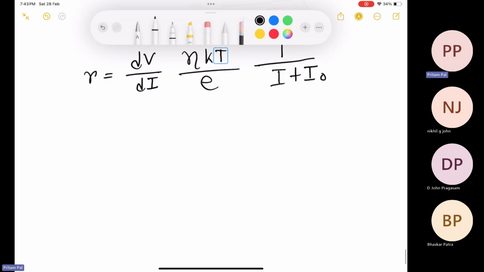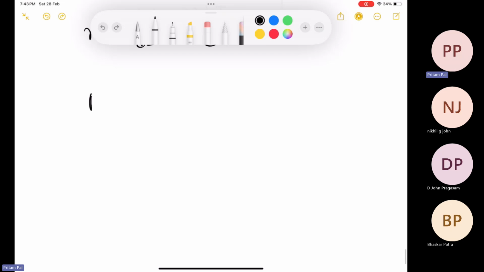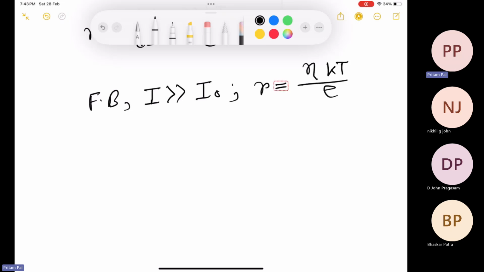For forward bias, once the forward bias condition holds, I is greater than I naught. So the dynamic resistance becomes eta kT by e, times 1 by I. Okay.